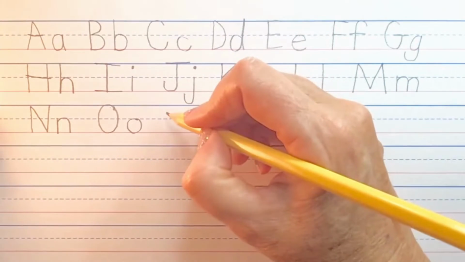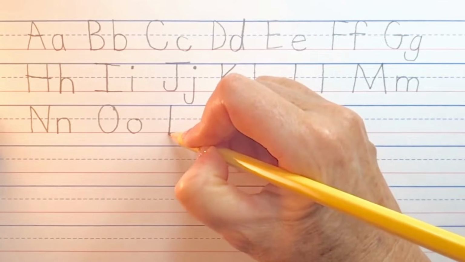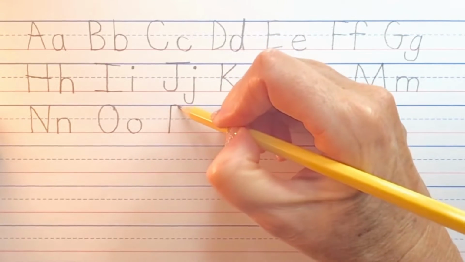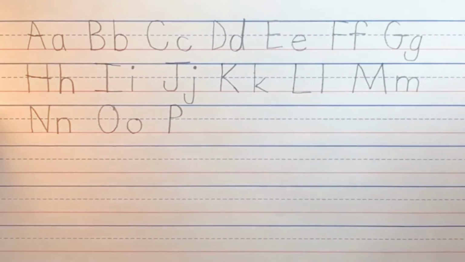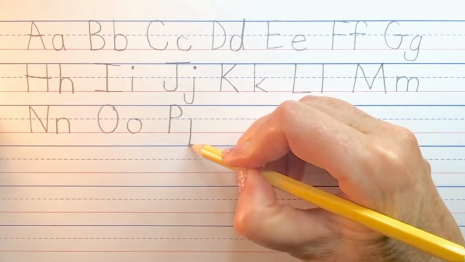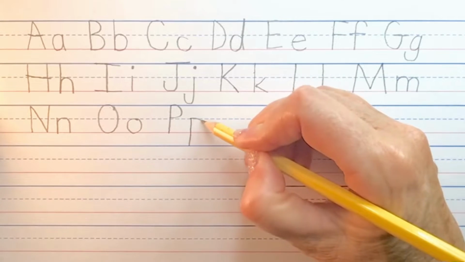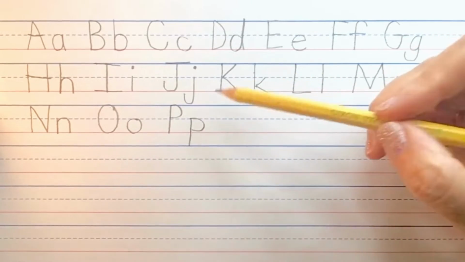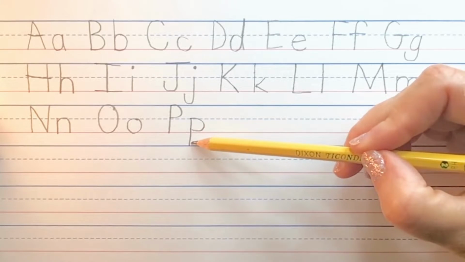P, start at the top, pull down, jump up, little curve to the middle. Lowercase P, start in the middle, pull down, jump up, curve around. This is another letter that goes below the bottom line.